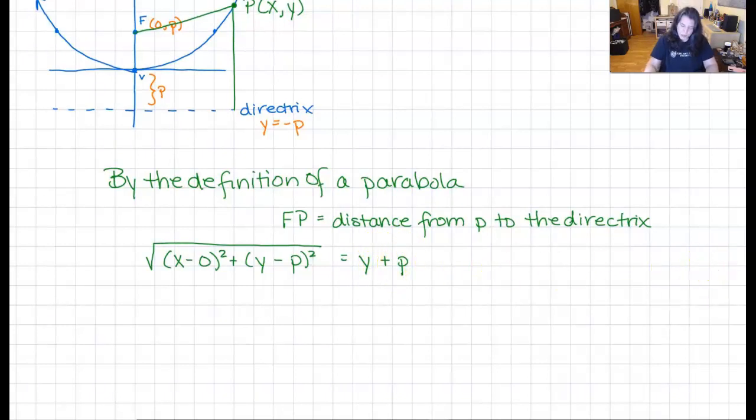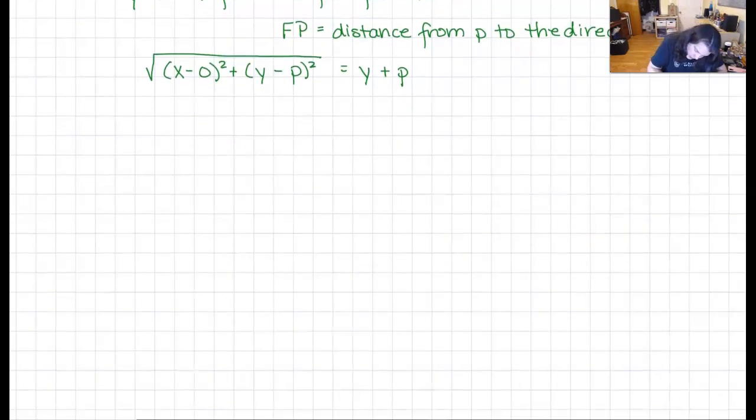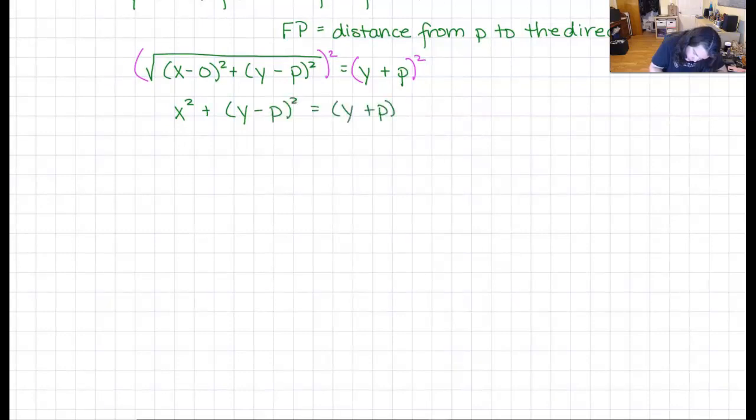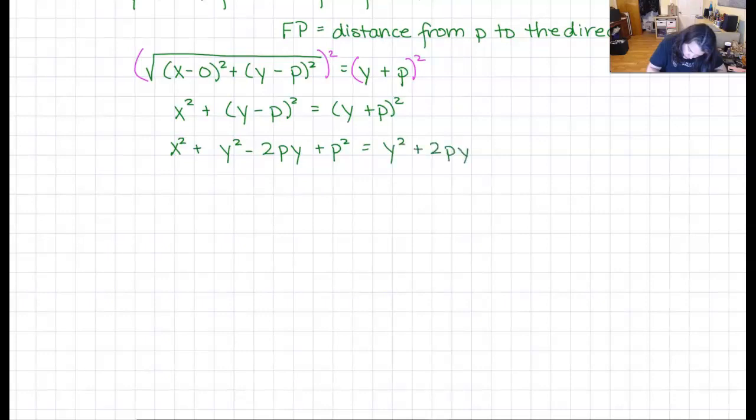So let's see what happens when we clean this up. First, I'm going to go ahead and square both sides. Let's get rid of that square root. So I'm going to have x squared plus (y minus p) squared equals (y plus p) squared. All right, looks a little better. I'm going to go ahead now and square those quantities and see what happens. So x squared plus, and then we have y squared minus 2py plus p squared. And on the other side, we have y squared plus 2py plus p squared.